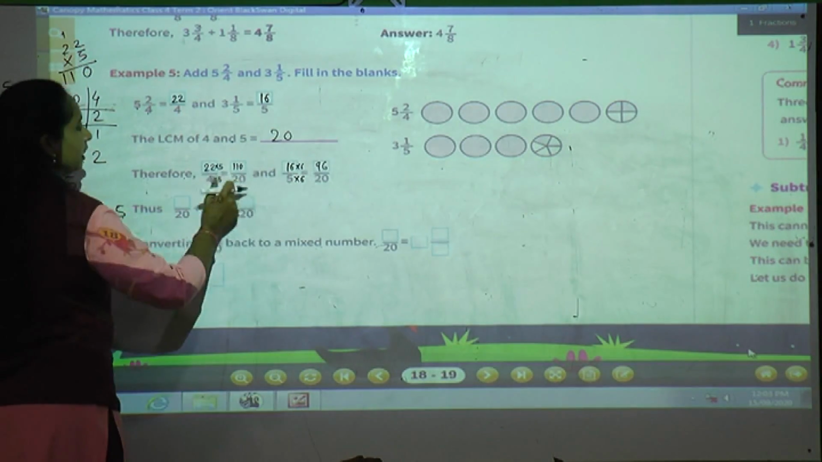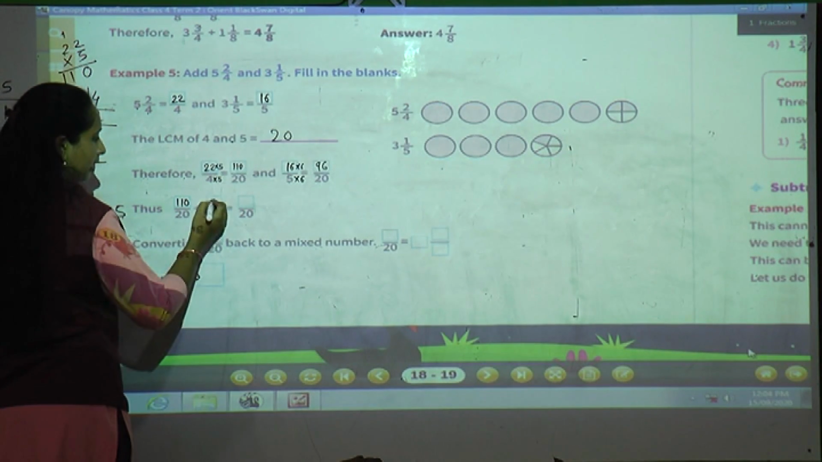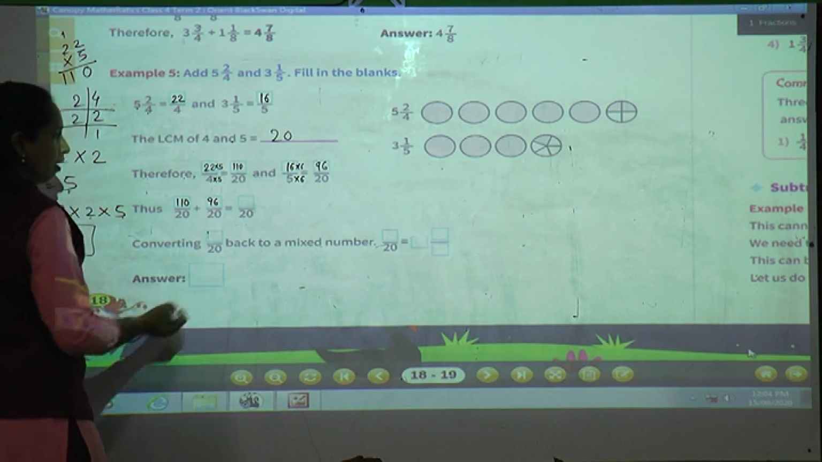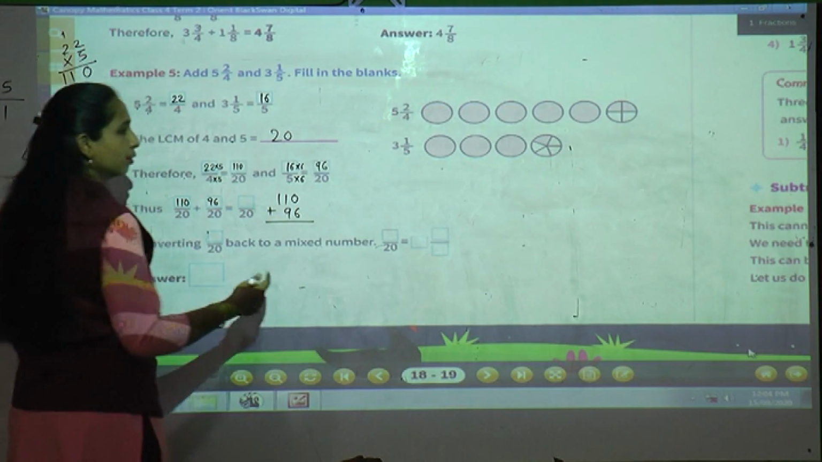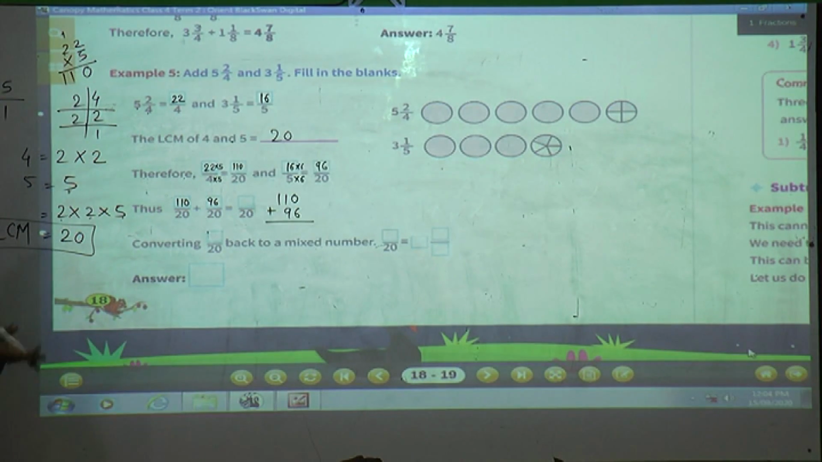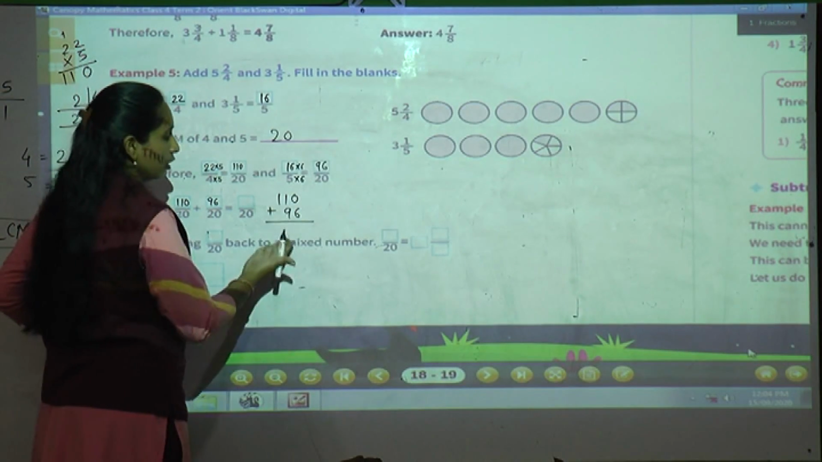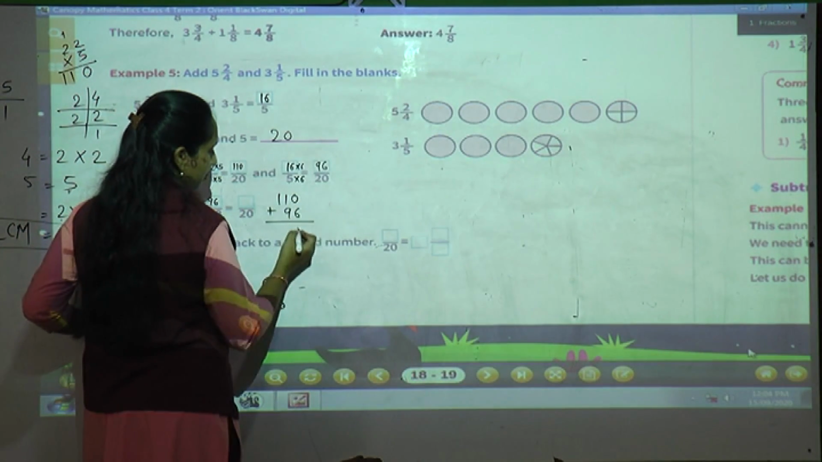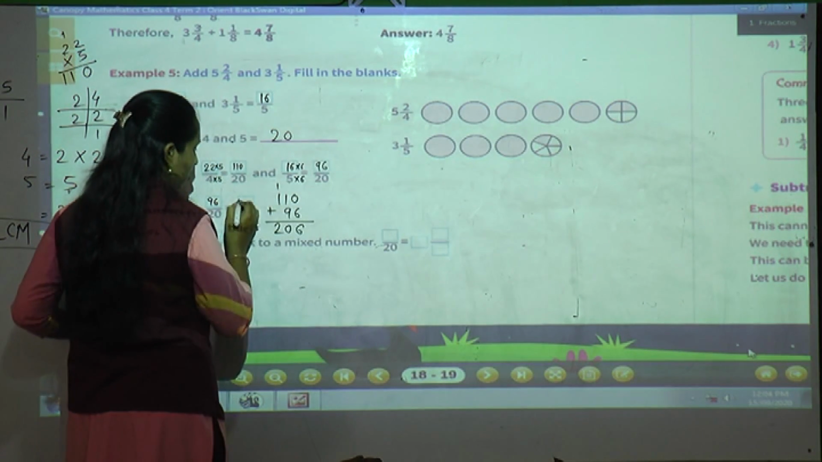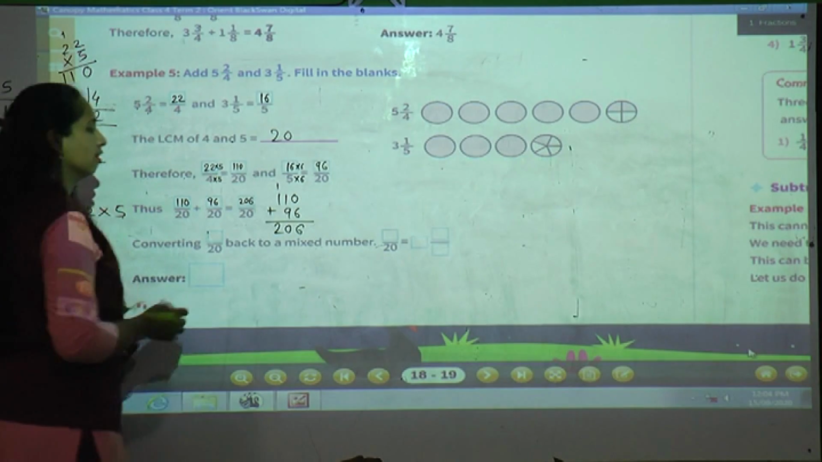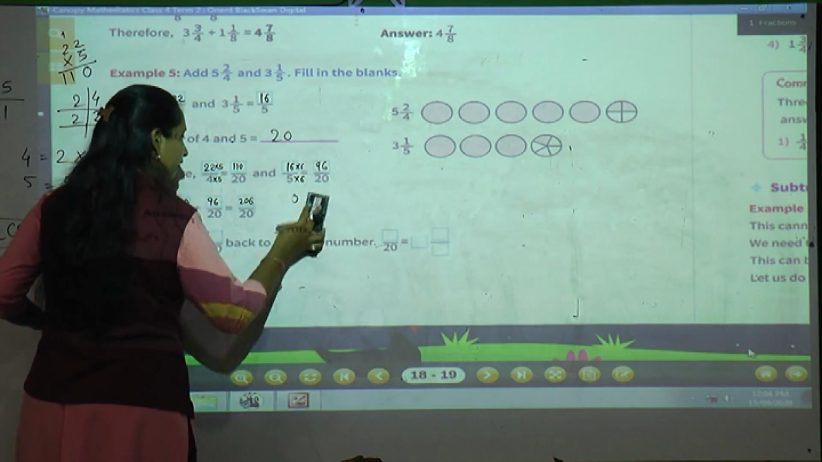Now we got the denominators the same. Now we can add 110 upon 20, 96 upon 20. Now add together. You have to do rough work on the back side of the page or a rough page. Why am I doing it here? Because it should be visible for you. 6 as it is, 1 plus 9 is 10, carry 1, 1 plus 1 is 2. This is 206. Okay, I'll rub this again.